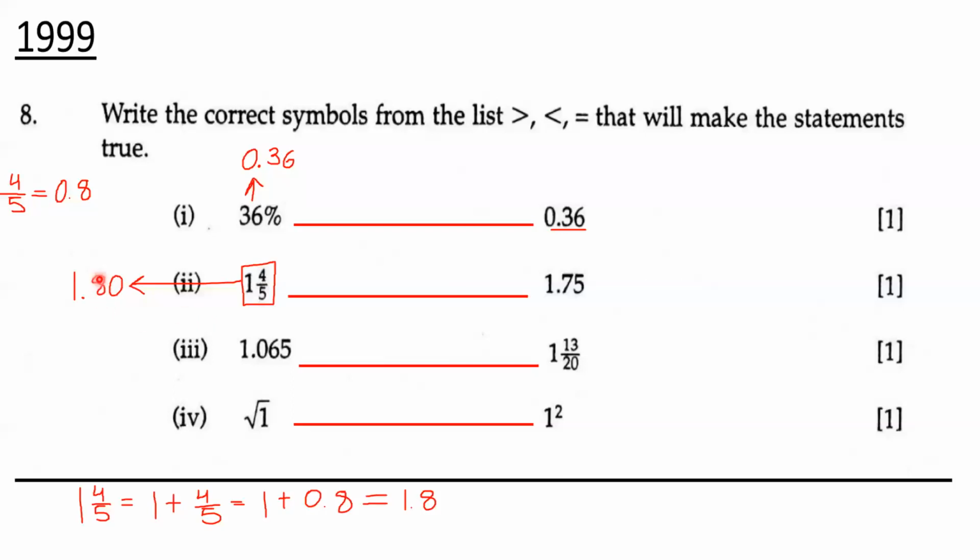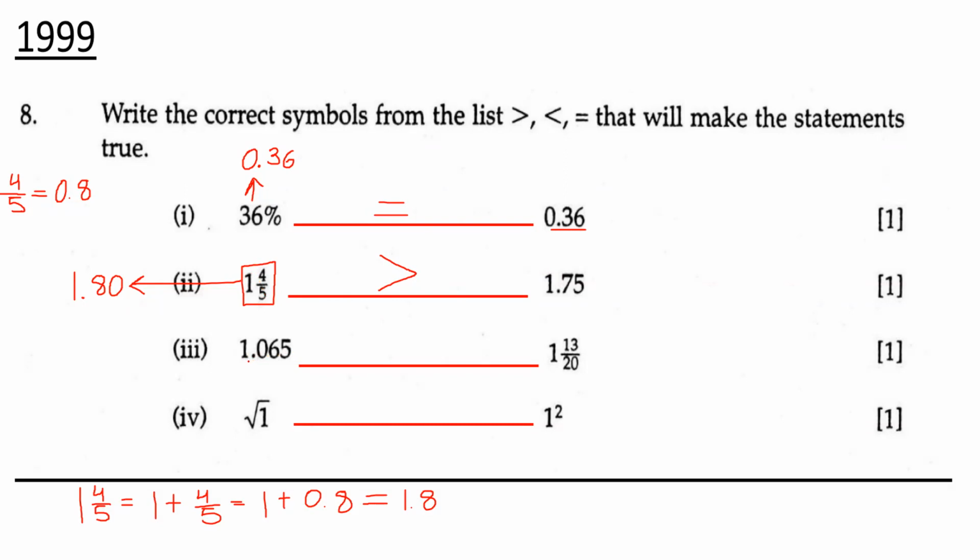In the 10th place we have 8, but then we have 7 here. 8 is greater than 7, so that means that definitely this one is bigger, right? So 1.80 or 1 and 4 over 5 is greater than 1.75. And we said that these two are equal. Now let's look at this one.